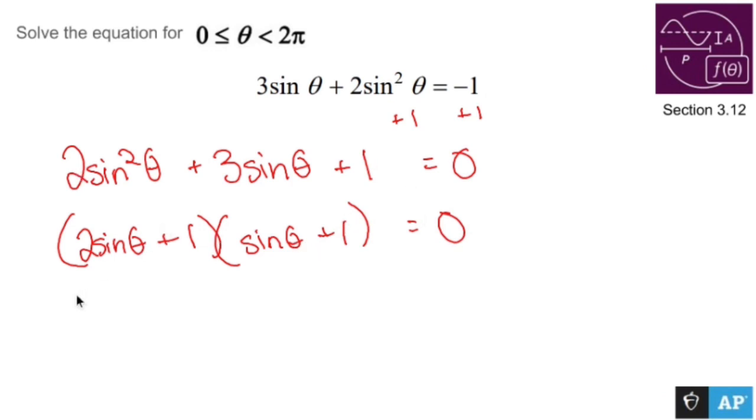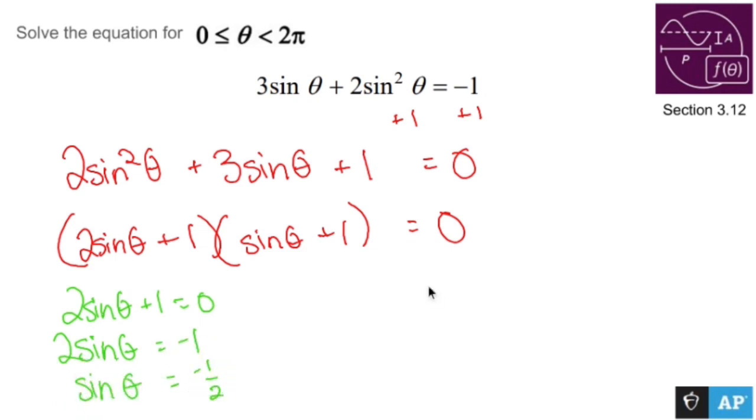Now I have the zero product property. Set them each equal to 0. So 2 sine theta plus 1 equals 0. Subtract 1 from both sides. Divide by 2 on both sides. And now sine theta equals negative a half.